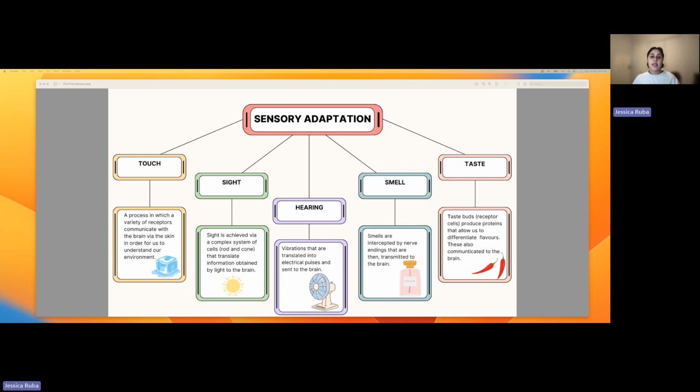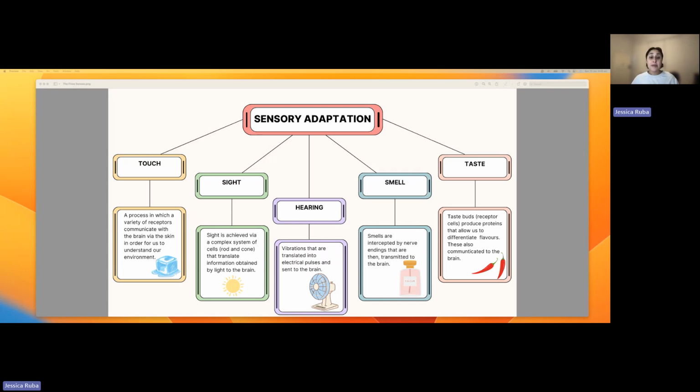Now, hearing is information obtained via vibrations that are translated into electrical pulses that are sent to the brain, as said in the mind map. An example of this is white noise or having a fan on overnight and being able to sleep regardless. The more we're exposed to it, the less it becomes a priority in our environment.